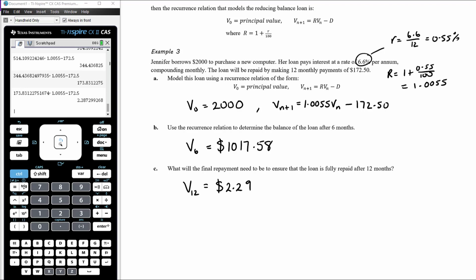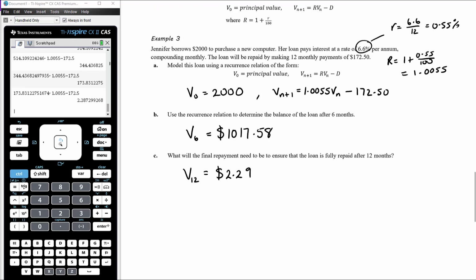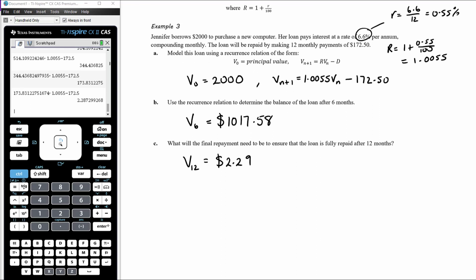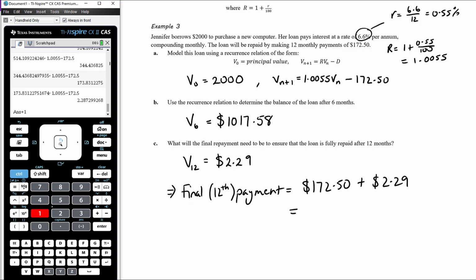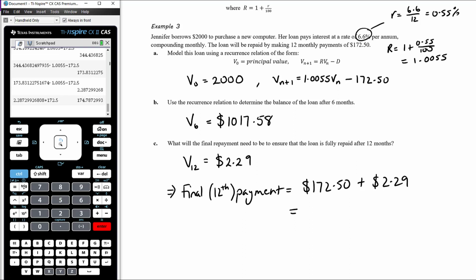Now, what we don't want to do is let that carry over to a 13th month, earn interest again, and then have to make a payment of about $3 in another month. We just want to pay it off at this point. So we're going to need to increase our final payment. This means that our final payment, which will be the 12th payment, will need to be the original payment, which is $172.50, plus the extra $2.29. So that means a payment of $174.79.